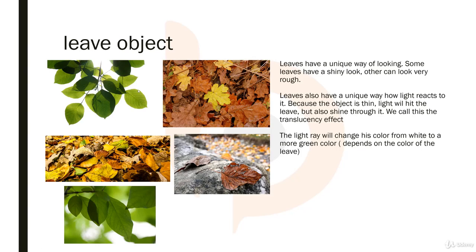So imagine you have the leaf and a light ray is hitting it. What really happens is the light ray gets absorbed by the material, and it lets some through, and the color becomes green. So that's how the material gets this specific look. And later in this chapter I will go into full detail about the translucency effect and why it looks so fluorescent. So that's the reason I'm showing you the leaves.